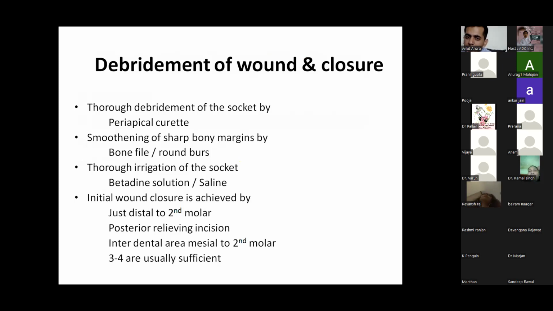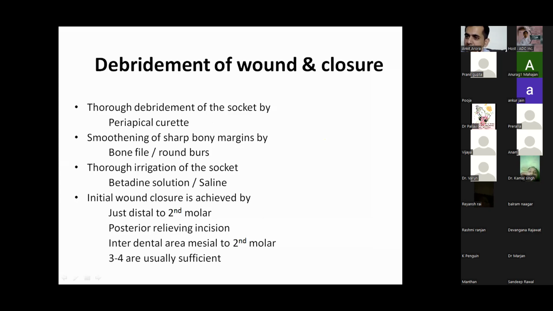Right. Now, how are you going to debride the wound and close it? You need to thoroughly debride the socket by periapical curettage. Okay, clean it up with a periapical curettage. You can smooth the sharp bony margin with a bone file or the round burrs which we are discussing, or you can use the straight fissure burr also. Then thorough irrigation of the socket, if at all it is there, you can use it, right?